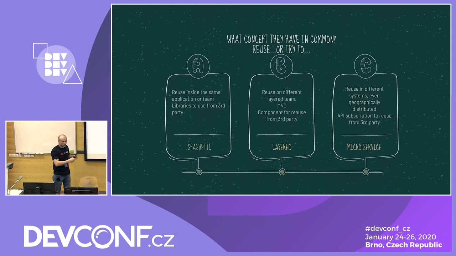But so let's switch to microservice. Reusing different systems, even geographically distributed. So basically it is almost the same idea, totally different implementation, but almost the same idea, to reuse something. And this time we reuse a component that is maybe geographically distributed. And API subscription is born to reuse third-party software.